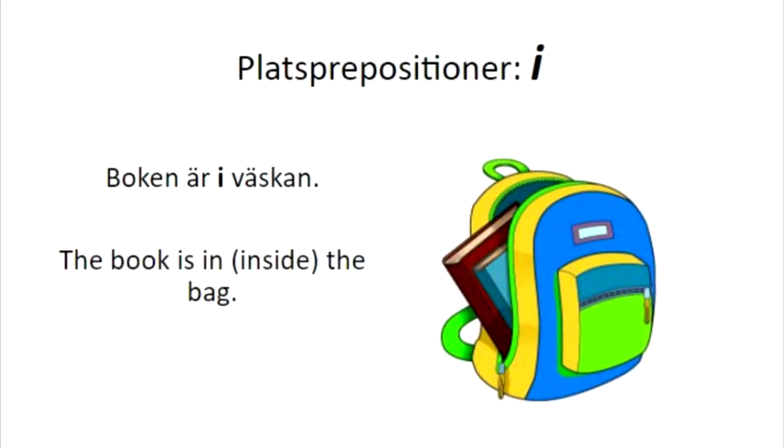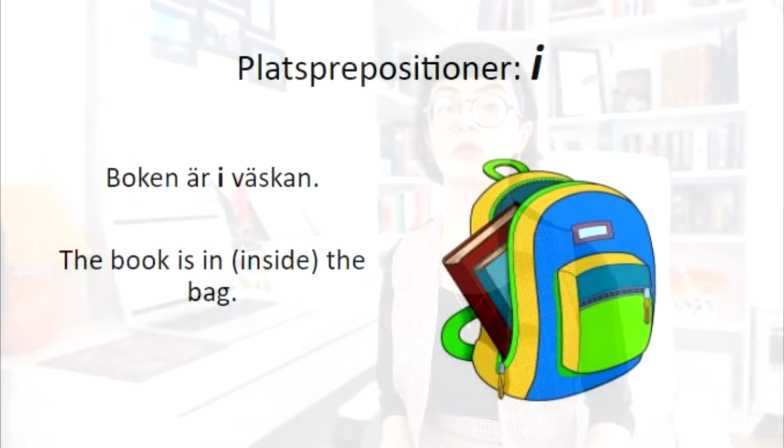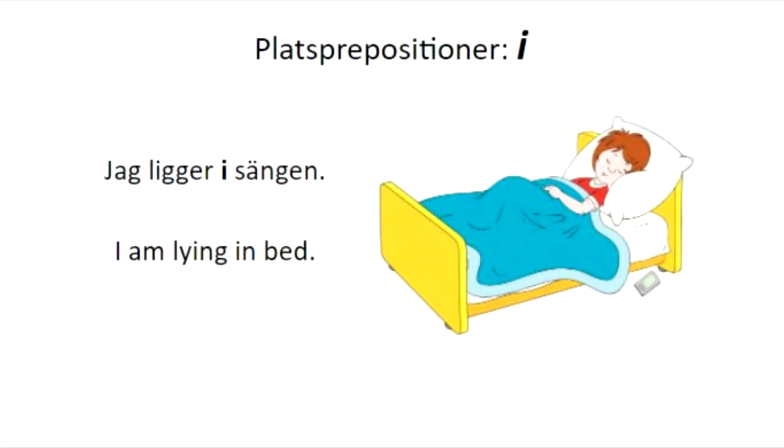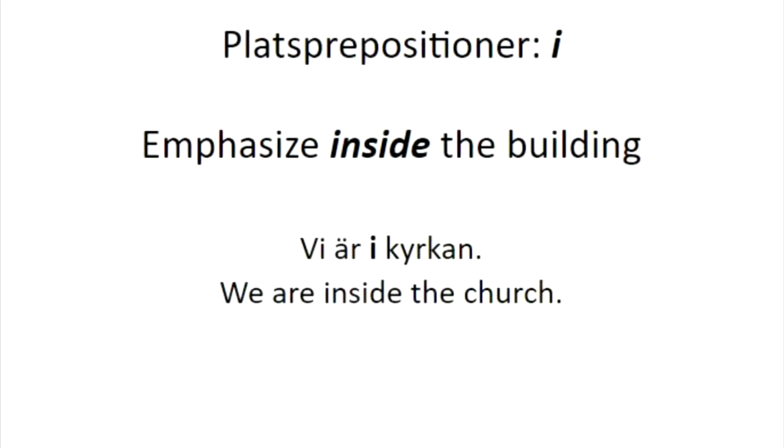"I" is also used to say that one thing is inside the other. For instance, "boken är i väskan". Or even with certain phrases like lying in bed. "Jag ligger i sängen." Then you also use "i" with buildings if you want to emphasize that you're inside the building. For instance, "vi är i kyrkan" emphasizes that we're inside the church.